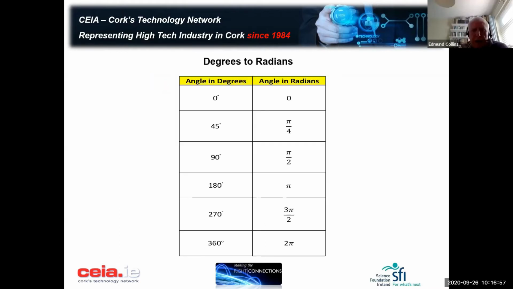Now, again, this is in your log tables, but these are some of the key angles shown in degrees and radians. So 0 degrees is 0 radians, 45 degrees is pi over 4, 90 degrees pi over 2, 180 degrees pi, 270 degrees 3 pi over 2, and 360 degrees 2 pi. So you shouldn't need to be going to your log tables. If you're asked for an answer in radians and you're getting pi, you should know that's 180 degrees.